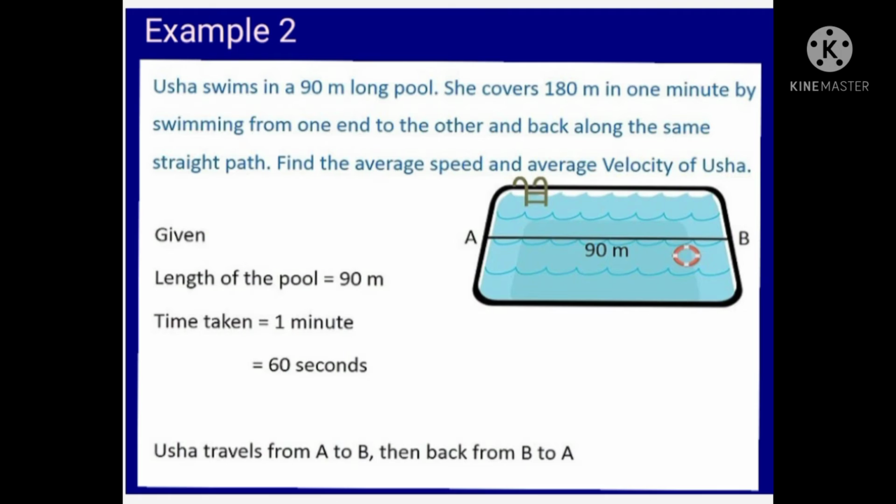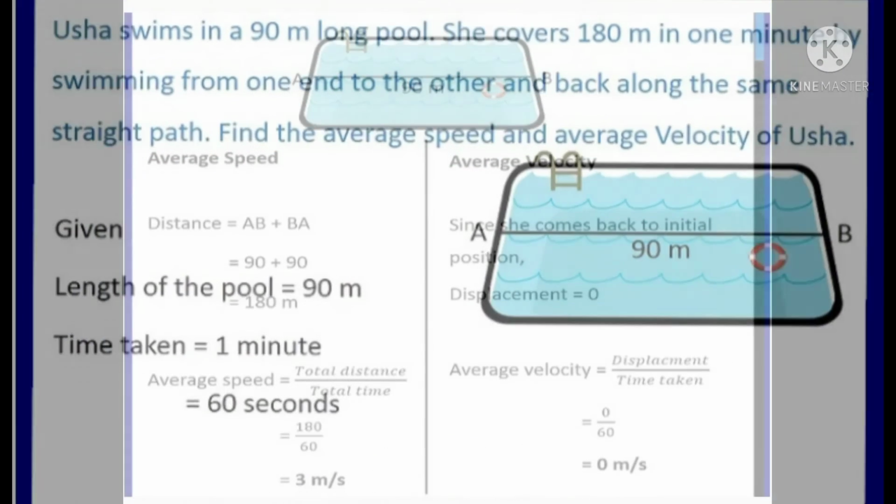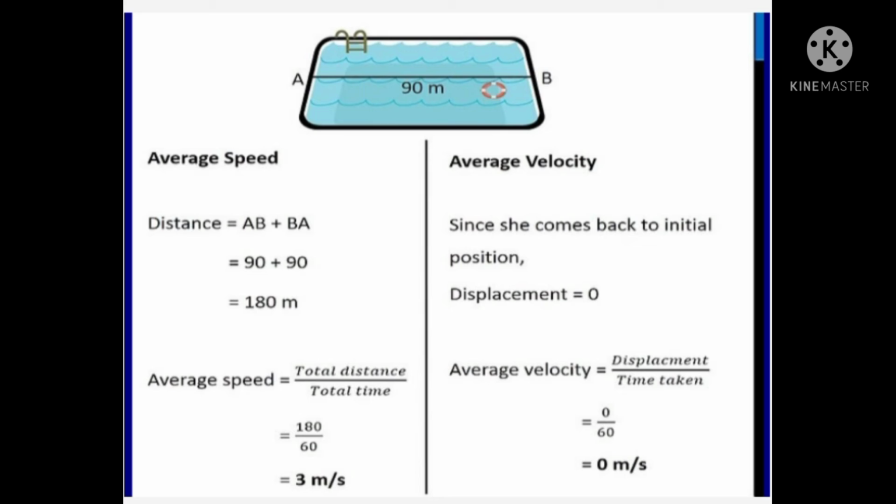So average speed, we know, is total distance covered by total time taken. Here the time is 1 minute, so we can convert it into seconds, that is equal to 60 seconds. We will apply these values in our formula of average speed, that is equal to total distance covered by total time taken. What is the total distance covered in this case? That is 90 plus 90, 90 for forward motion and 90 for reverse motion. Total is equal to 180 and the time is 60. So 180 by 60 is equal to 3 meter per second. That is the answer of our average speed.